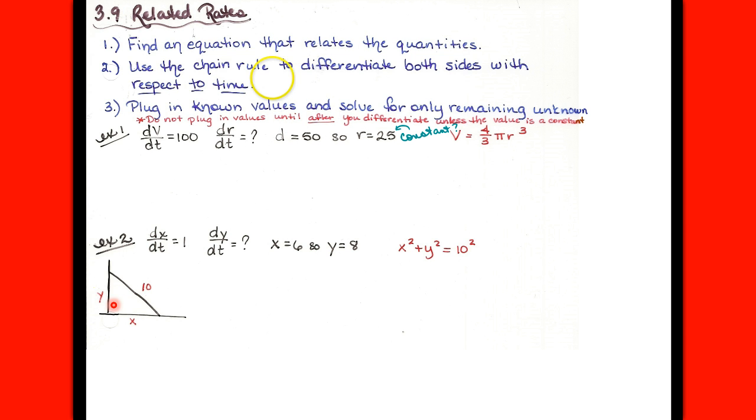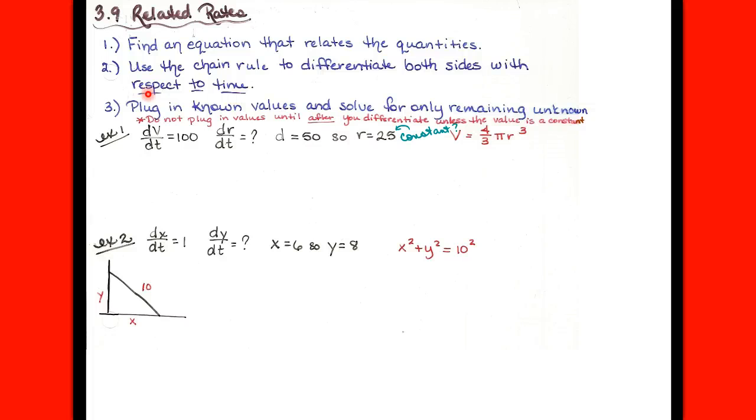Then I'm going to use the chain rule to take the derivative of both sides with respect to time. Now remember when we did implicit differentiation, we took the derivative of y in terms of x, and anything that wasn't in terms of x, we had to leave a dy/dx in there. It's the same idea here when we take the derivative with respect to time. Anything that is not in terms of t, I'm going to have to leave that derivative in there. We'll see that in just a second.